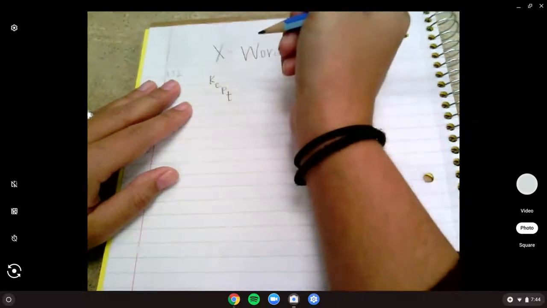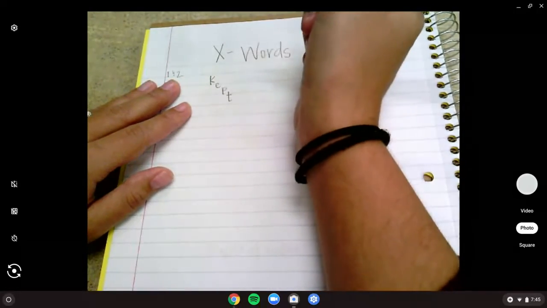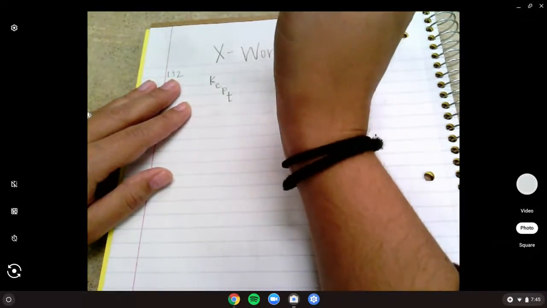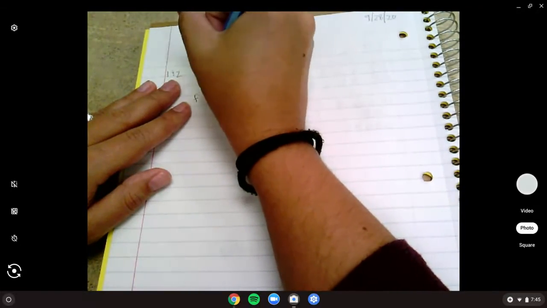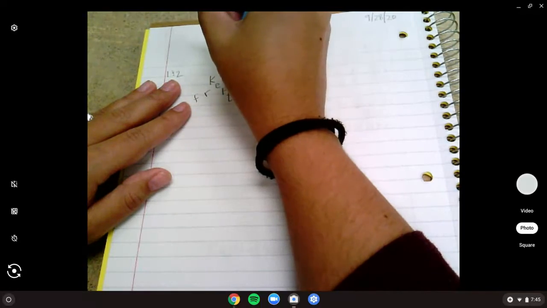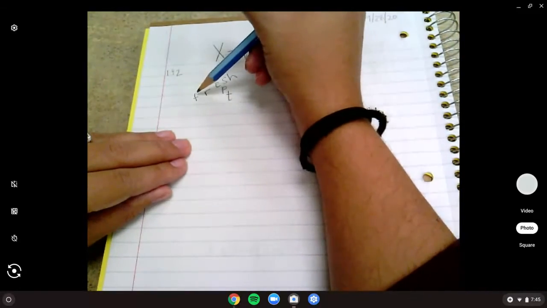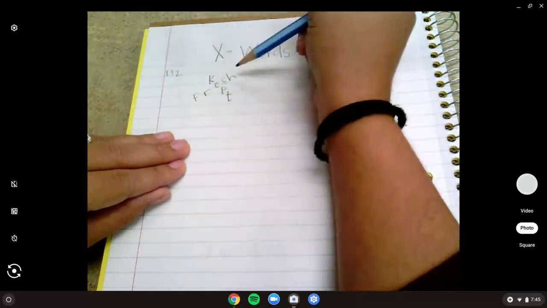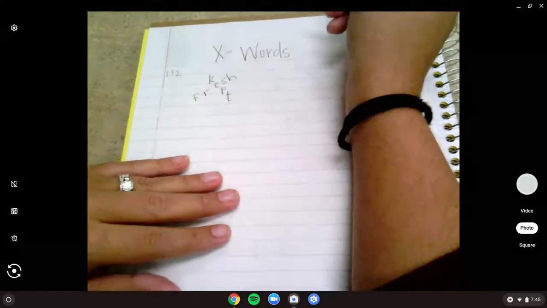So I do K-E-P-T. This one you don't have to do in cursive because it's a little harder because you kind of want to make them at an angle. Then I find another word. Ooh, and let's do fresh. F-R-E-S-H. So I have number 1 was kept and 2 was fresh. And it kind of makes like the letter X. That's why these are called X words.